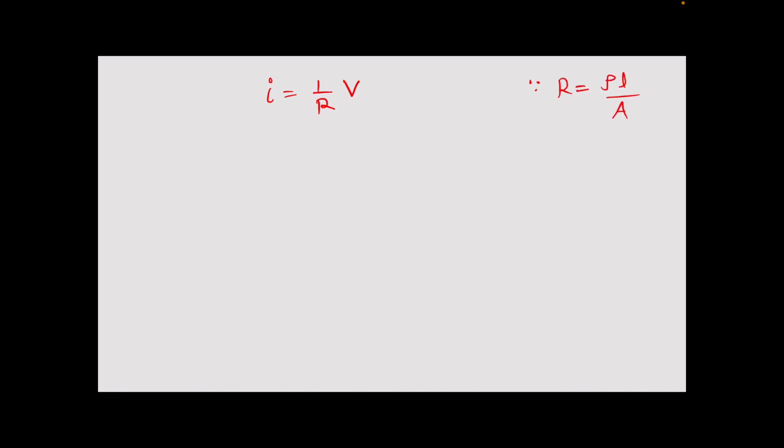Since R equals rho L by A, therefore V equals IR, which is Ohm's law.